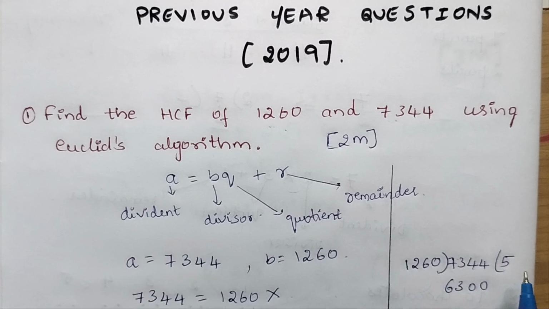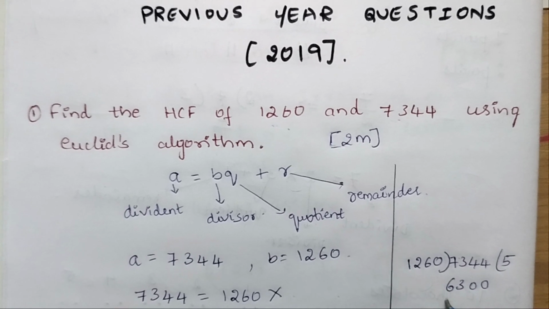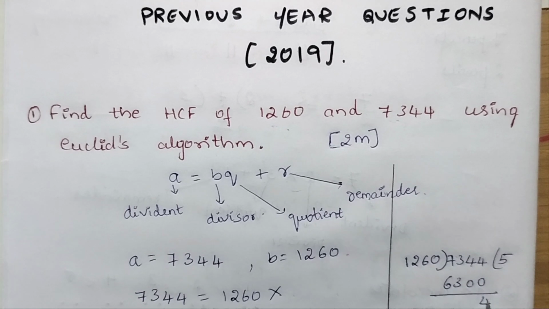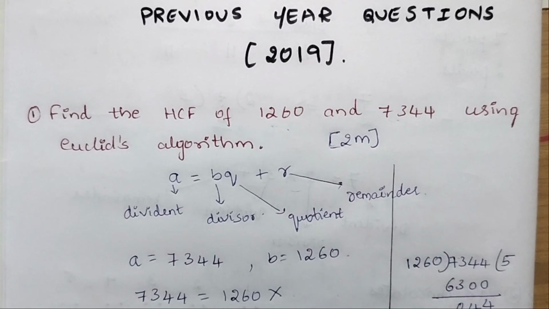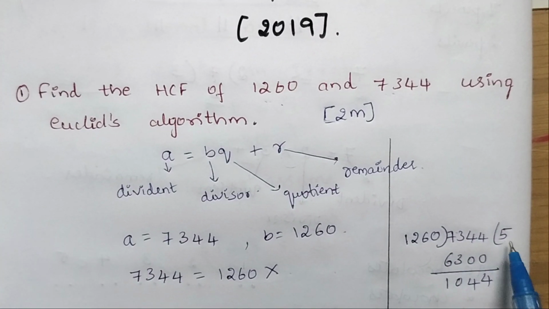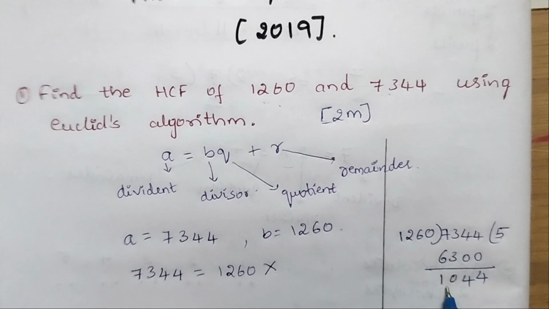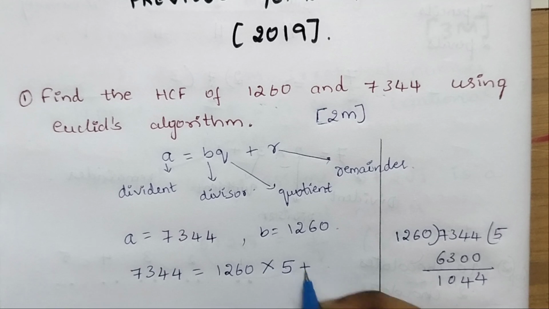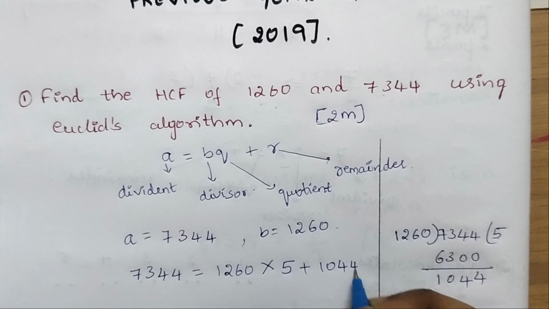If I take 1260 into 6, that will be the greater number. So if I subtract, I'll be getting the answer as 1044. That is, this 5 is my quotient and 1044 is my remainder. I can now write this as 1260 into 5 plus 1044.